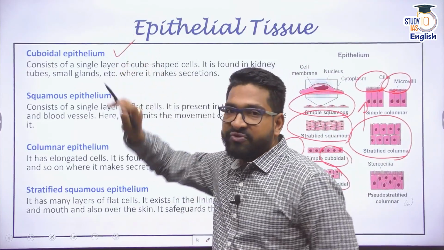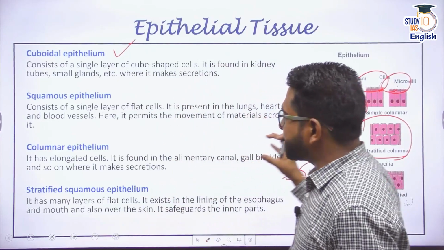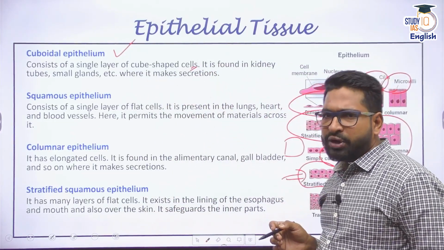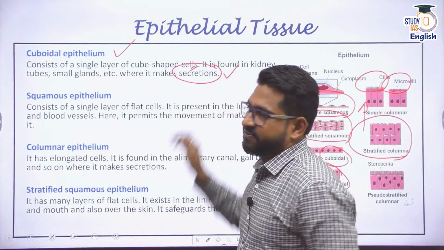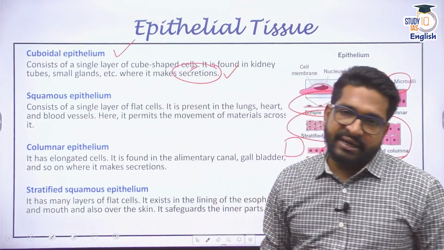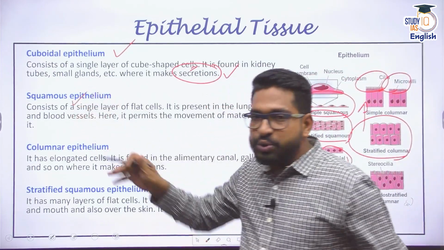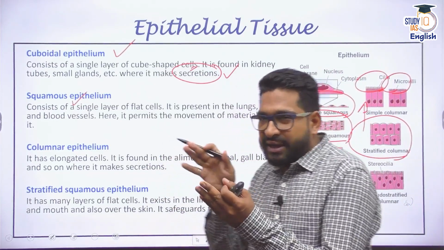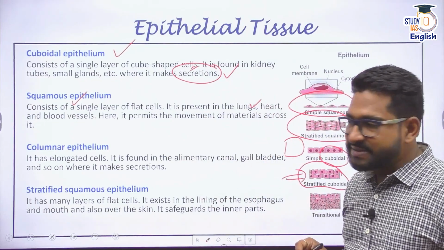Cuboidal epithelium consists of epithelial cells in the shape of a cube, having a single nucleus. You'll find them in your kidney, in your different tubes, in your small glands. They also secrete stuff. They secrete hormones and other things. Apart from that, squamous epithelial, as I told you, squamous means it is a single layer of cells like a squashed cell. They are present in lungs, heart and blood vessels.